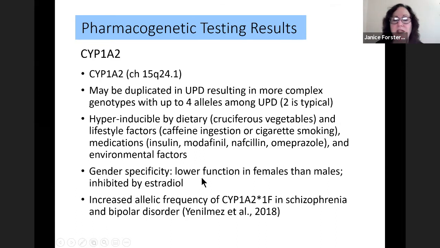We also know that 1A2 has a lower functional efficacy in females than males, and it's also inhibited by estradiol. And one of the more interesting facts is that a particular allele, the *1F, is actually increased in schizophrenia and bipolar disorder. What we found was that there was a slight increase in both deletion and UPD, but it didn't reach the levels that were reported in the literature, which can be twice as high as typical. So that's something going forward to look at.